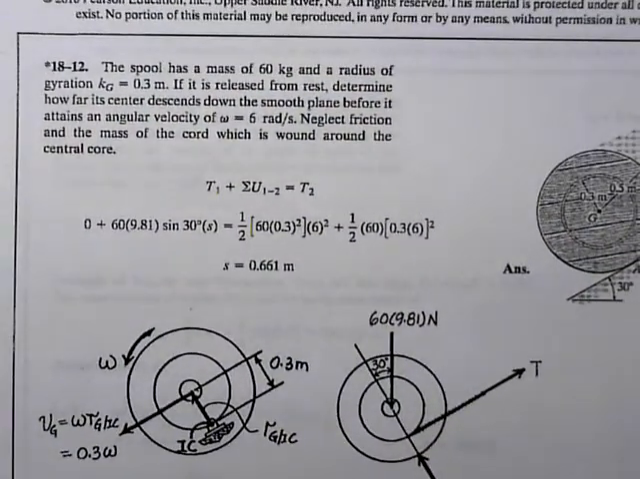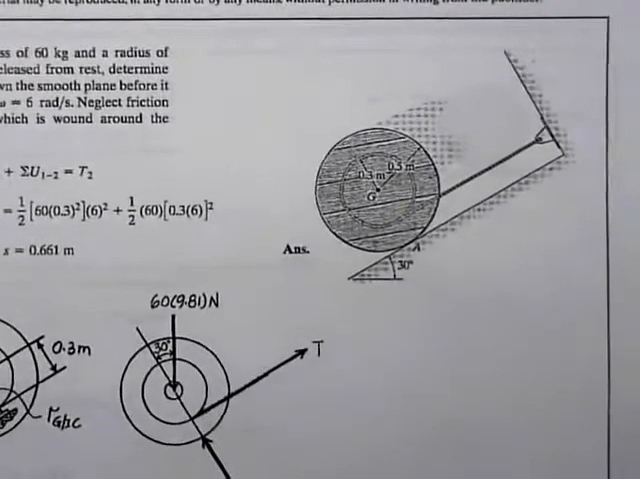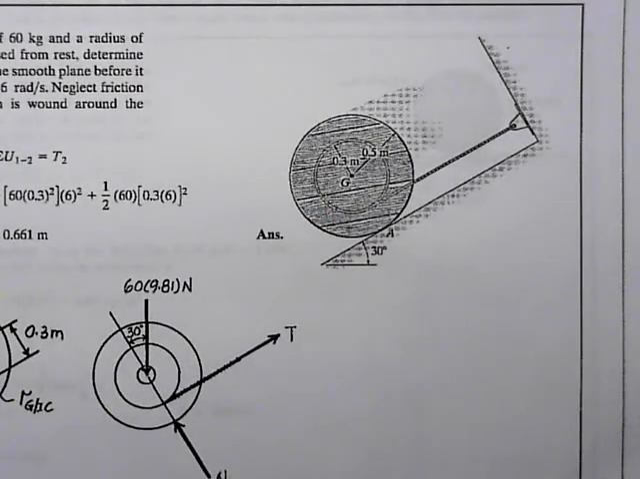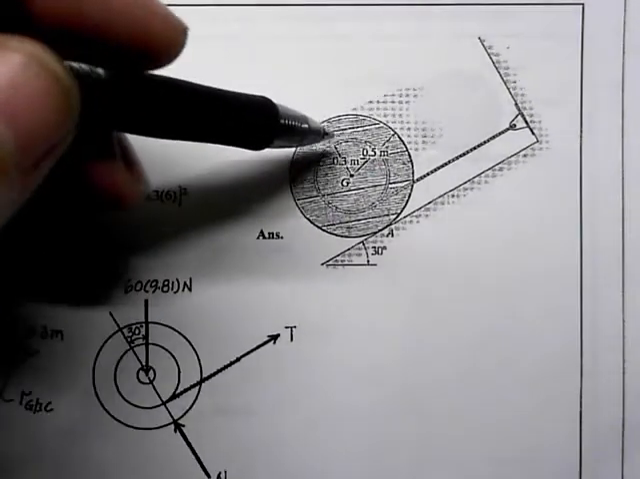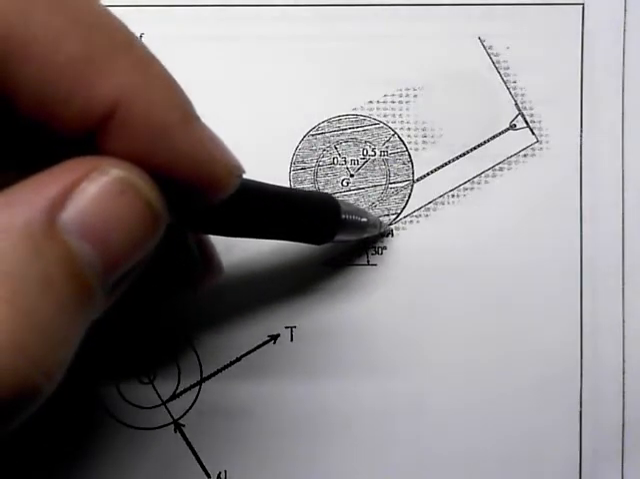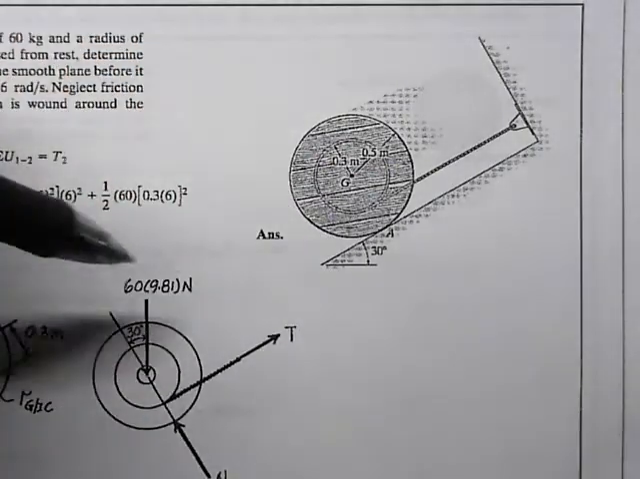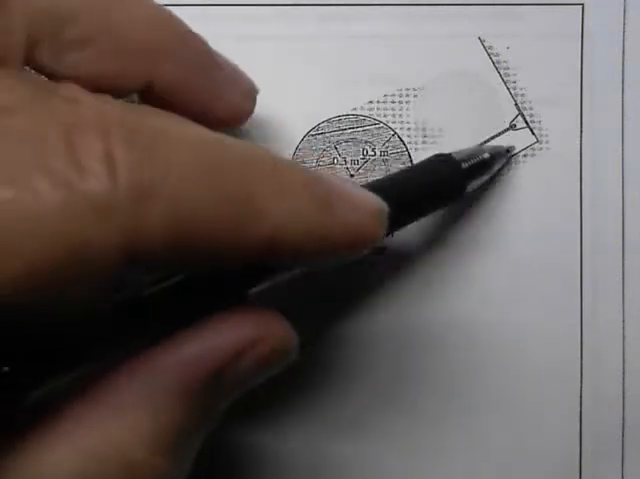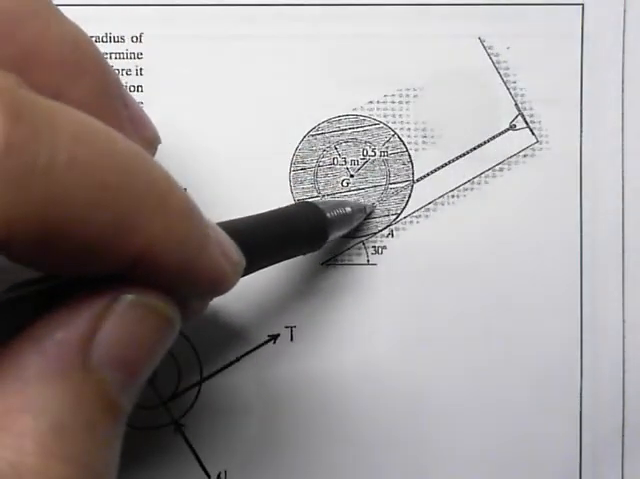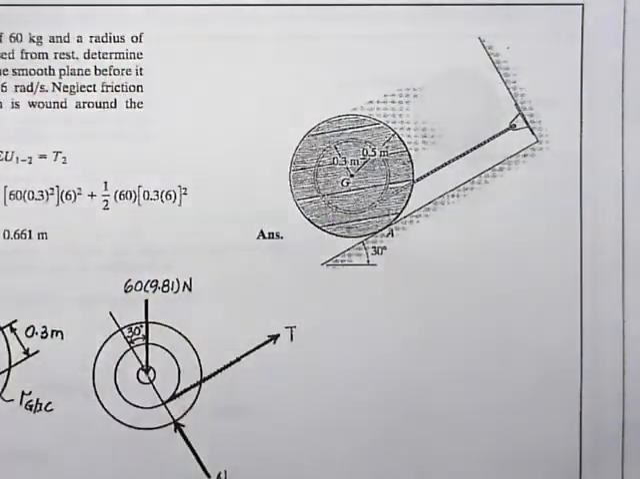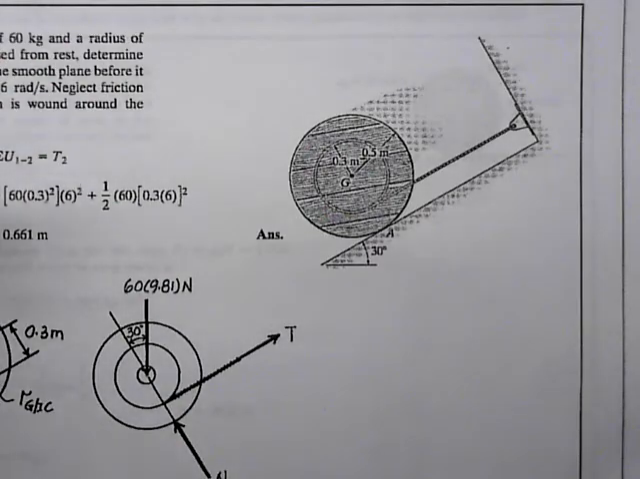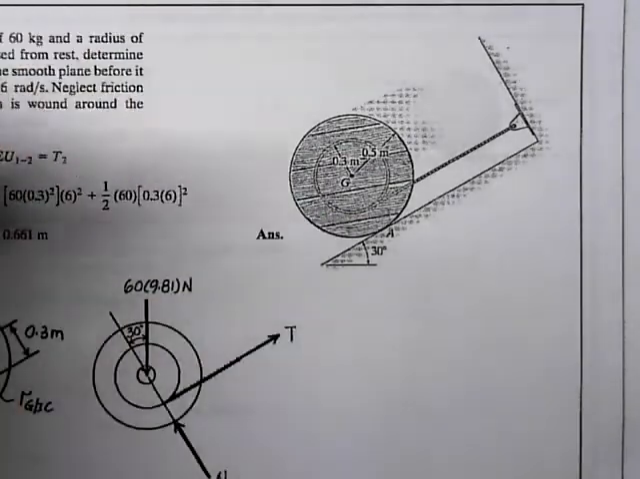Problem 18-12. Let's take a look at the picture first. And we have another yo-yo. And this time the yo-yo is going to be rolling downhill in some kind of a situation while it is constrained to be tied to the rope, which is wrapped around a smaller radius. And so we'll have to look at the details of the problem to see what's going on.